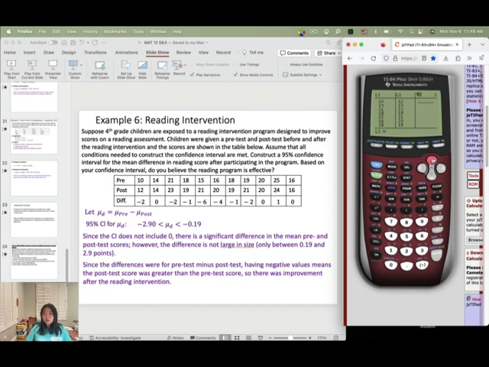So I'm going to go to L3, highlight L3, and the difference will be the pre-test minus the post-test. So I'm going to do 2nd 1 for L1 minus 2nd 2 for L2, and then enter. The calculator is going to calculate by itself here. So you're going to check your work: -2, 0, -2, -1, -6, -4, -1, and so on. This is how I get the difference in here.